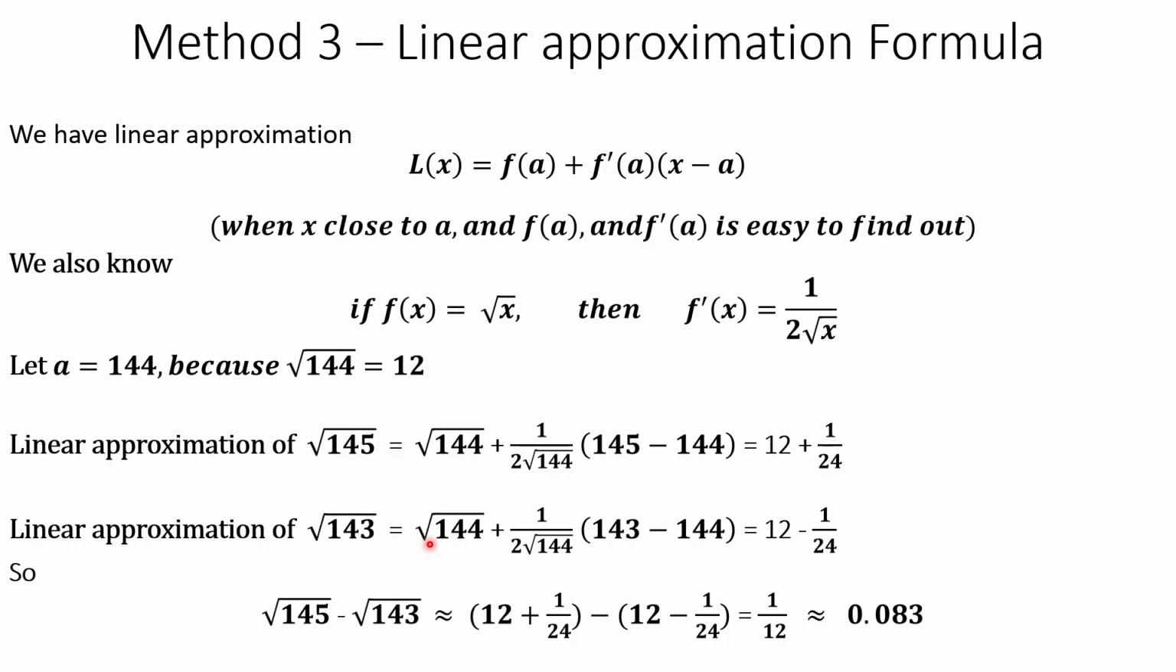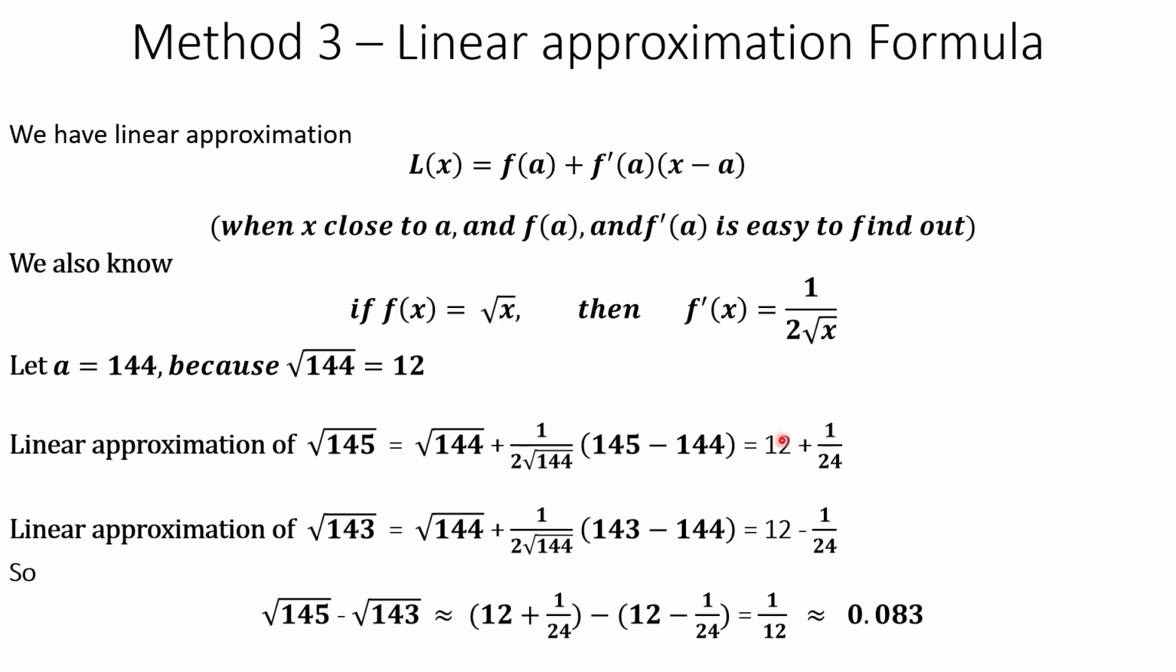Now the linear approximation for the second one is the same thing except for the last part. And now because 143 is a smaller number than 144, when we subtract 144 from 143, we get minus 1. So now this part becomes negative, and it gives us 12 minus 1 over 24 instead of 12 plus 1 over 24. So now the solution for both is going to be similar to the previous methods.